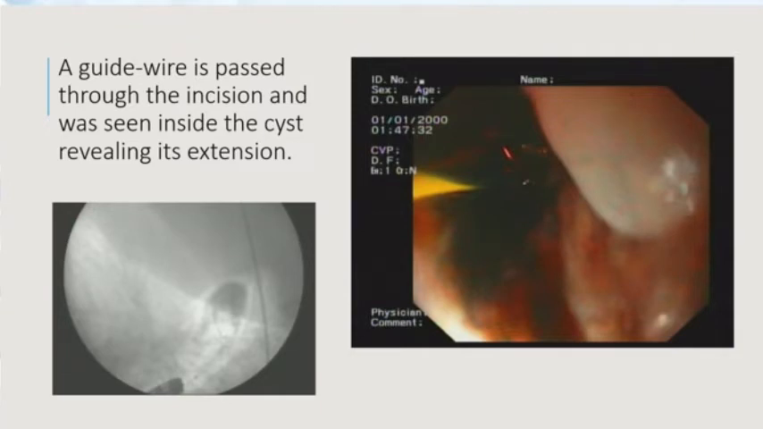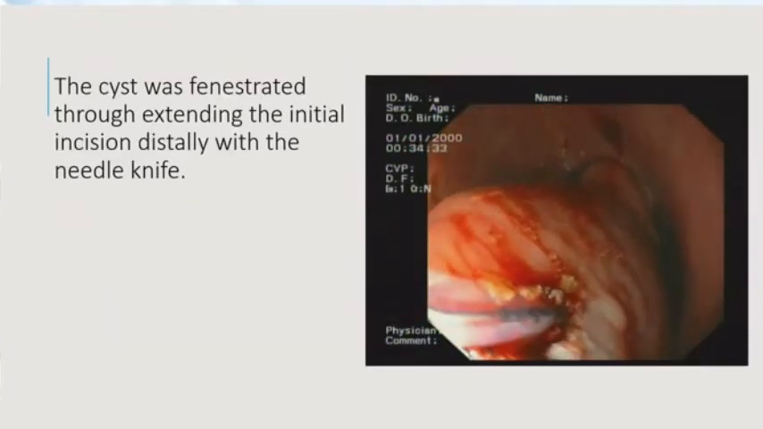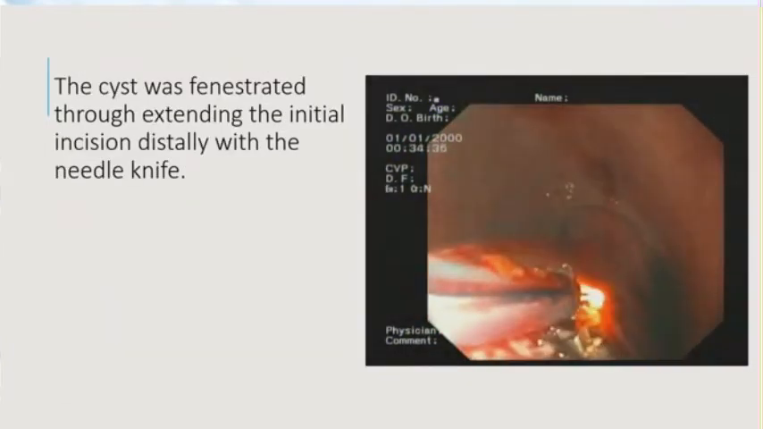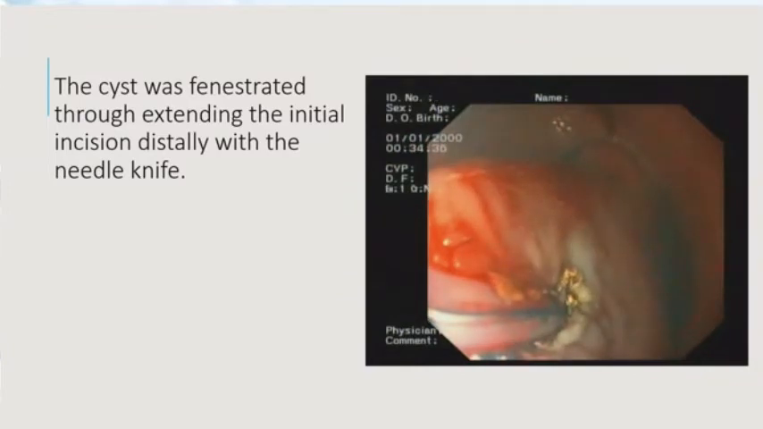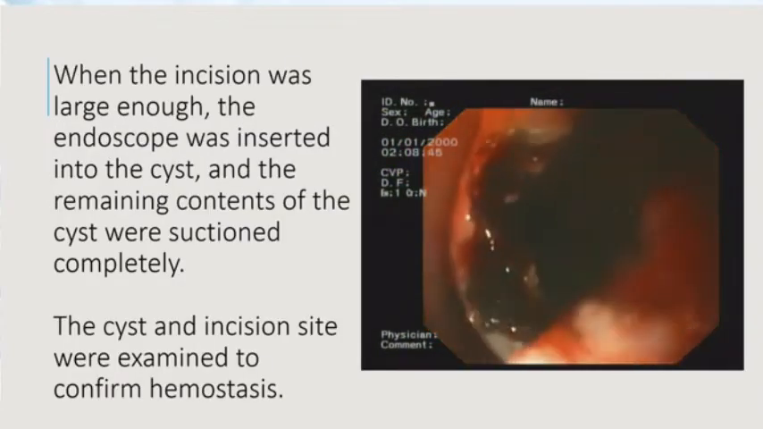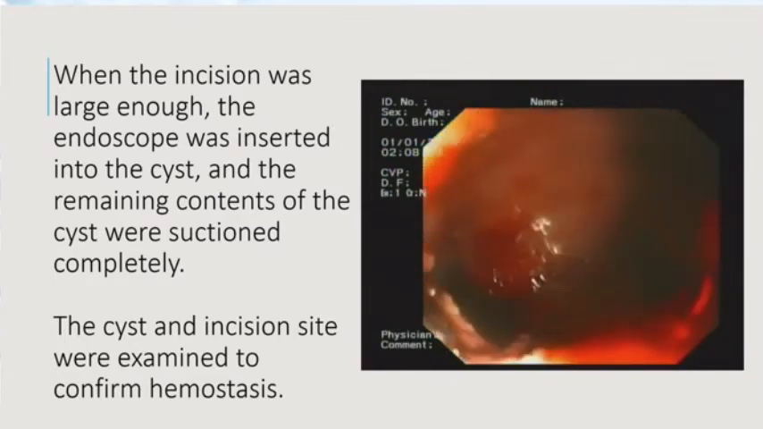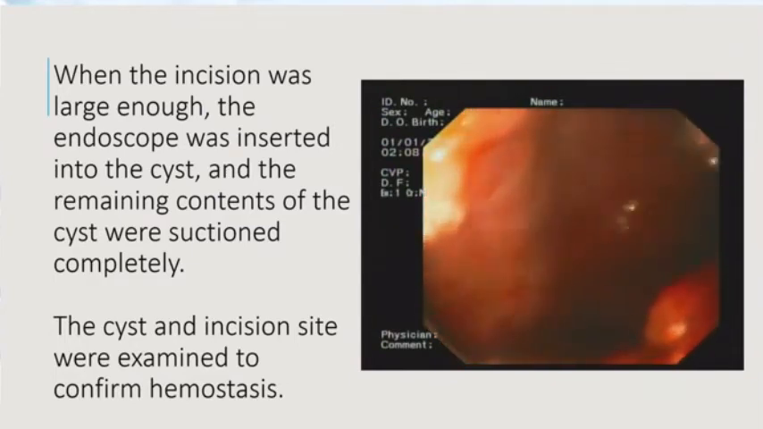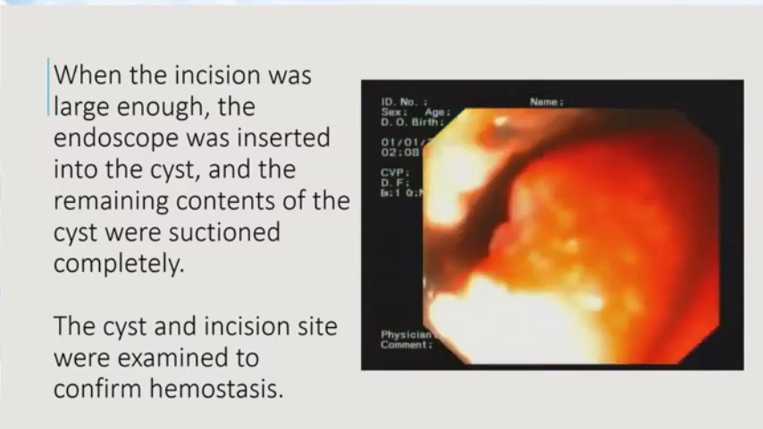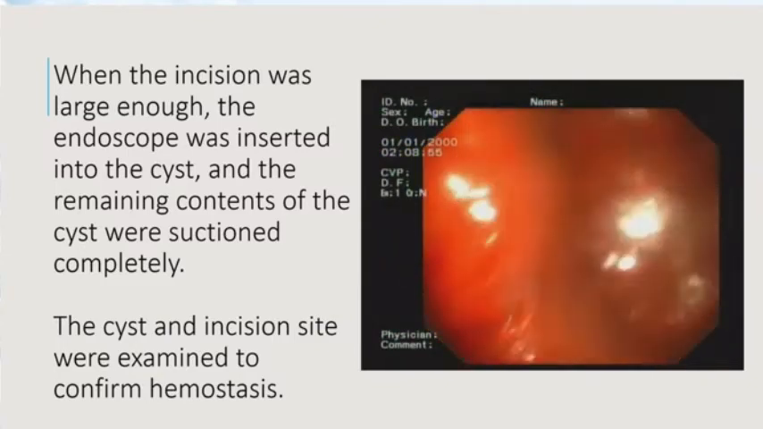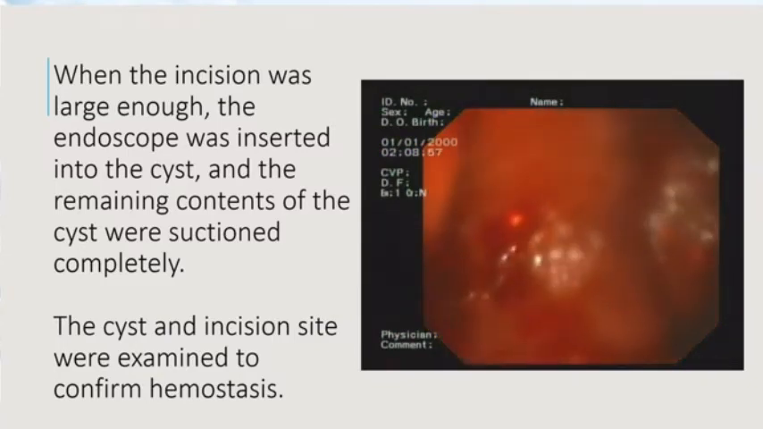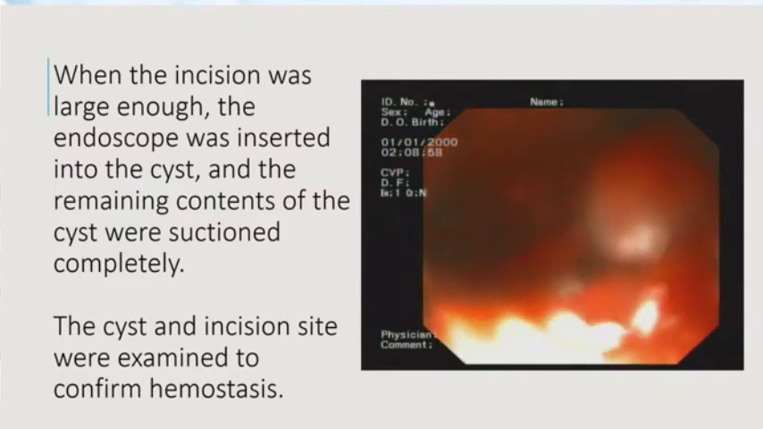After passing the guide wire into the cyst and turning it around itself, the cyst was fenestrated by extending the initial incision with the needle knife distally for a distance of about 5 centimeters. When the incision was large enough, the endoscope was inserted into the cyst, and the remaining content of the cyst was suctioned completely. The cyst incision site was examined to confirm hemostasis. This is a view of the upper endoscopy inside the cyst.